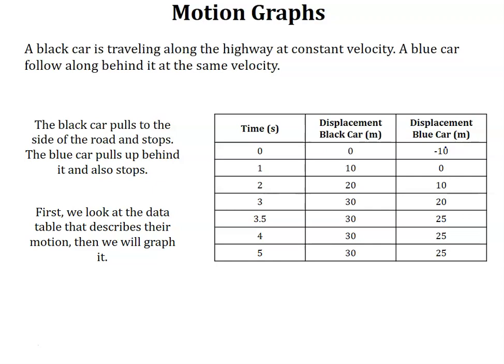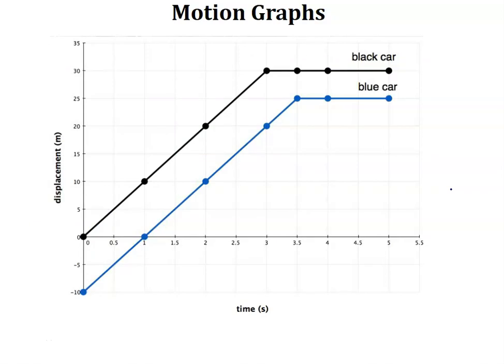So if you look at the data table, you can see here the car does not change its position, so this must be where it stopped. Here you have a constant change in position. Here we have a constant change in position, and then that change in position stops. So if we graph the data, this is what it's going to look like.